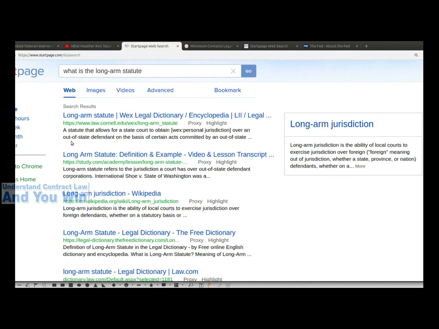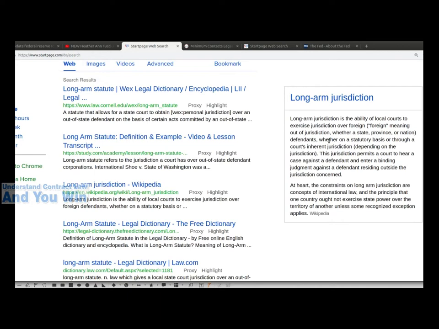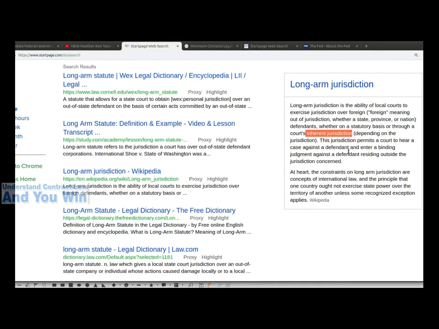Long-arm jurisdiction is the ability of local courts to exercise jurisdiction over a foreigner, foreign meaning outside of the jurisdiction, whether a state, province, or nation, defendant, whether on a statutory basis or through a court's inherent jurisdiction, depending on the jurisdiction. So if you do anything with the Federal Reserve, tapping into Federal Reserve accounts, the United States District Court has inherent jurisdiction over anything related to you stealing from the Federal Reserve Bank, right? Like, duh. This jurisdiction permits a court to hear a case against a defendant and enter a binding judgment against a defendant residing out of the jurisdiction concerned.